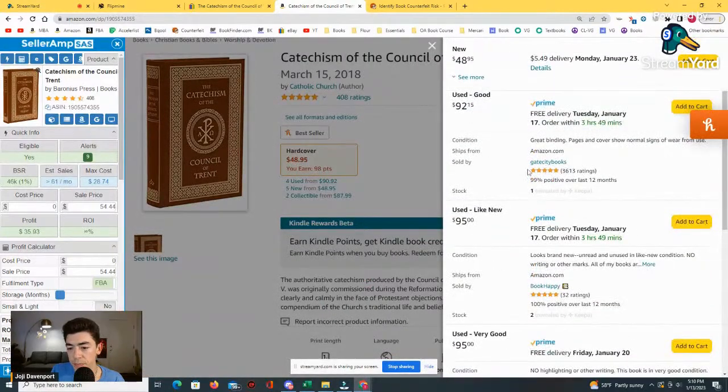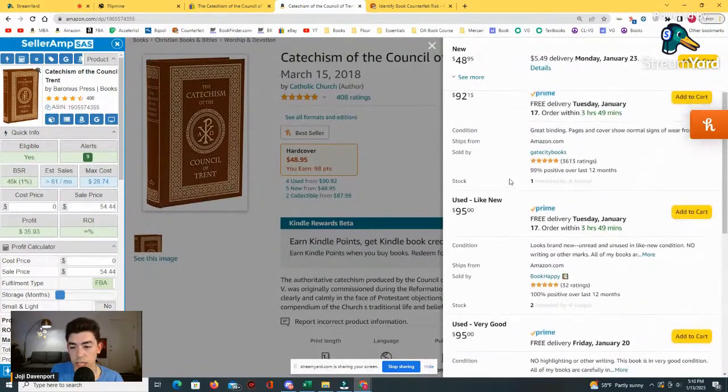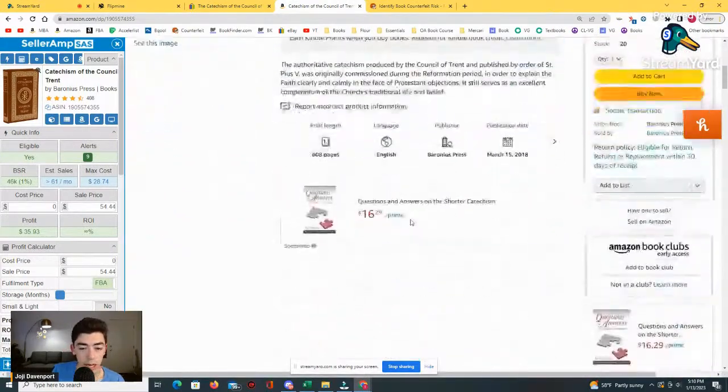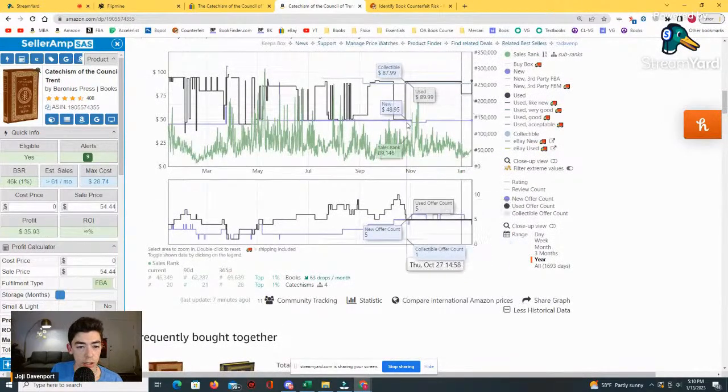So notice that this is 92, 95, 95. So there's actually 3 different sellers. One person has 2 different copies on 2 listings, but there's 3 different sellers trying to get significantly more for this book in used condition.